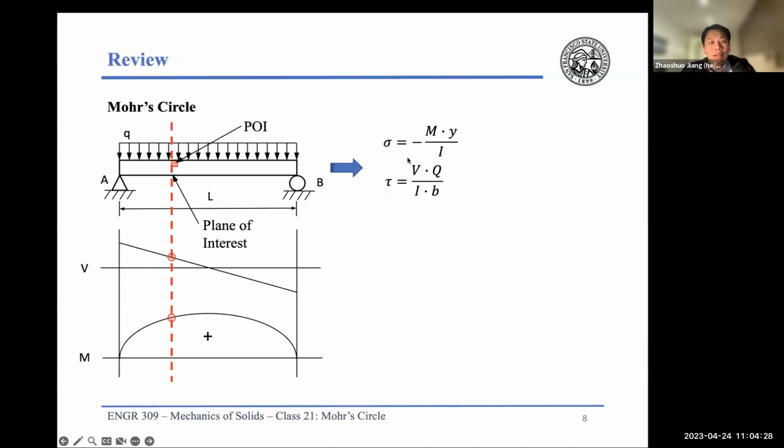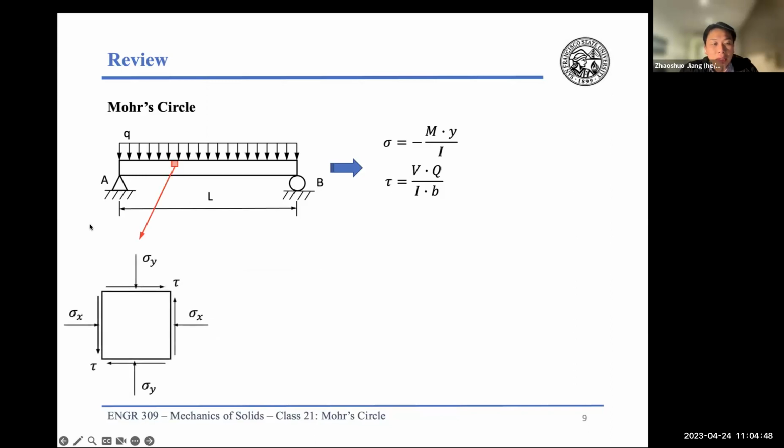Okay, now in last class we talked about how, if we have a structure and we are interested in the stress at one point, first we use the equations we are familiar with to calculate the normal stress and shear stress. When that is calculated, we can put those stresses onto the small physical cube, like the one highlighted in red. With that information, we can start with the vertical plane and horizontal plane.